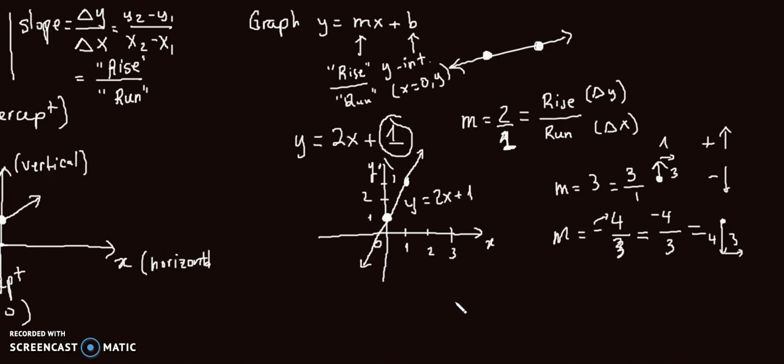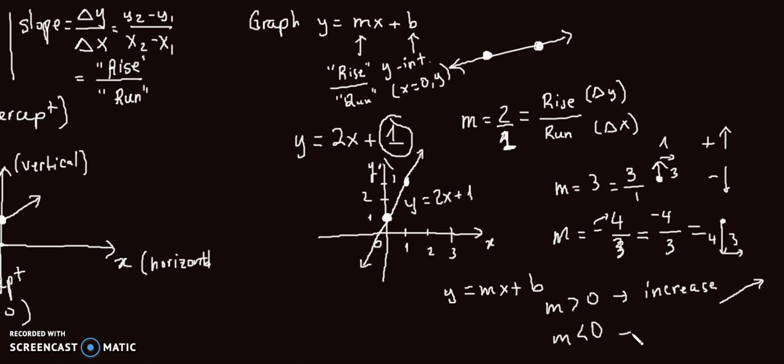Now what happens if my slope is negative? Let's think about this. For y equal to mx plus b, if m is positive, then the graph will increase, so it will go up like this. But what happens if m is negative? Then I would have a decreasing graph, so my graph would be going down like this. So if your slope is positive, but your graph goes down, then there must be something wrong.